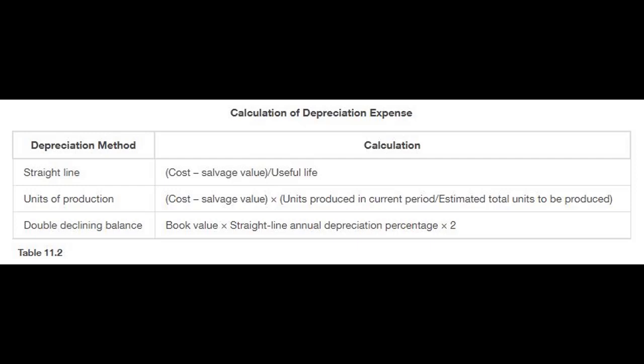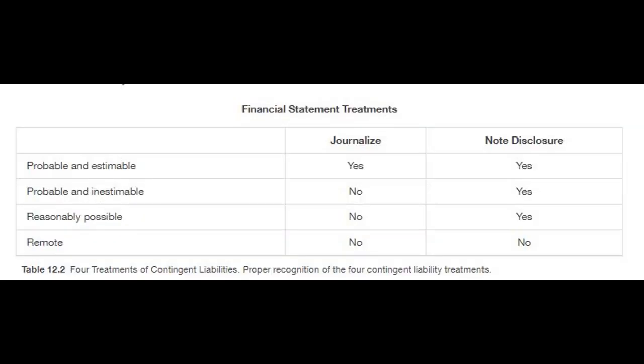Now that's chapter 11. Chapter 12 covers current liabilities in detail. Much of chapter 12 is not particularly new. However, I would like to take you to a particular table in chapter 12 and walk you through the concept a bit. It is chapter 12, table 12.2. Let's take a look at that.